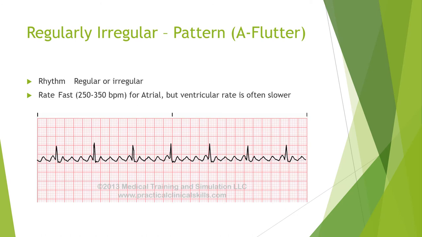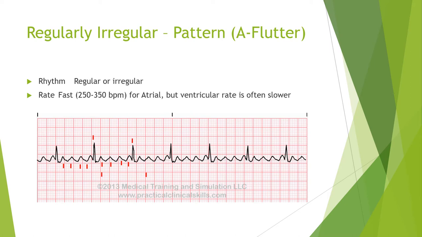Regularly irregular is some sort of pattern. This is known as a flutter. So there's P waves, but there's going to be multiple. Each one of these little spiky things is a P wave. So P, P, P, P, QRS. P, P, P, P, QRS. So you can see how there's a pattern. It's usually a fast rate, 250 to 350 beats per minute for the atria.